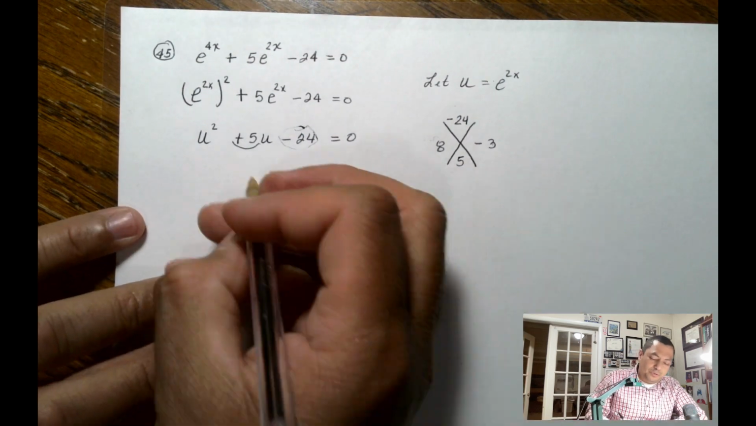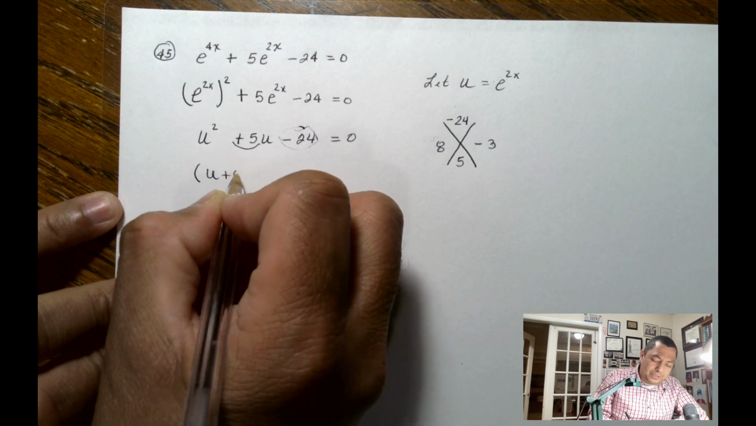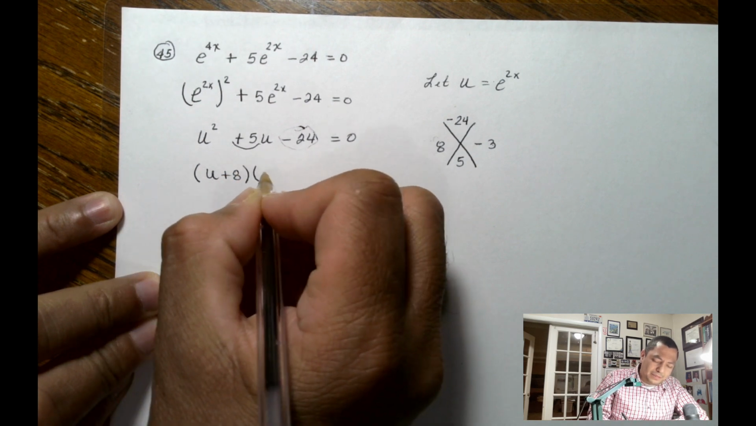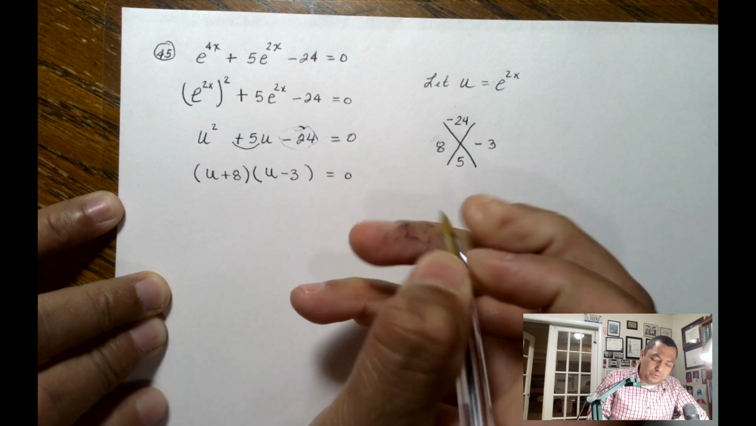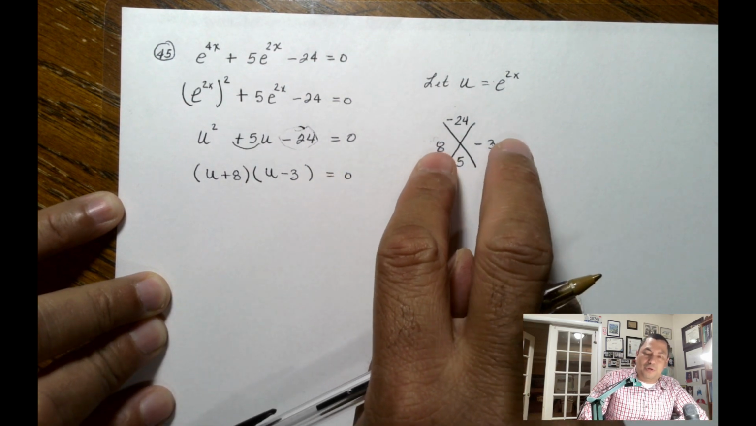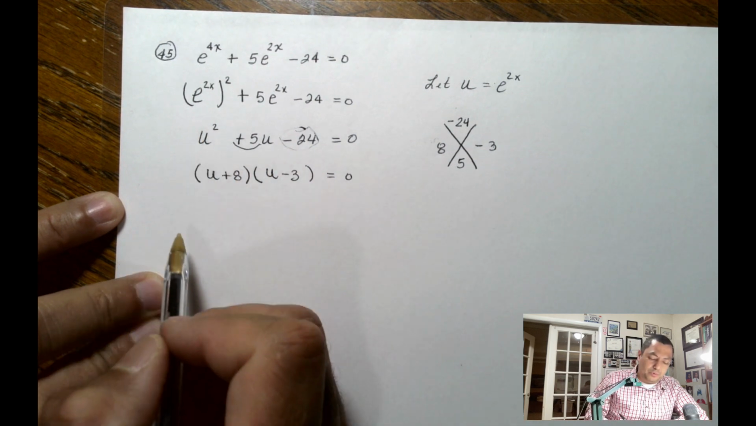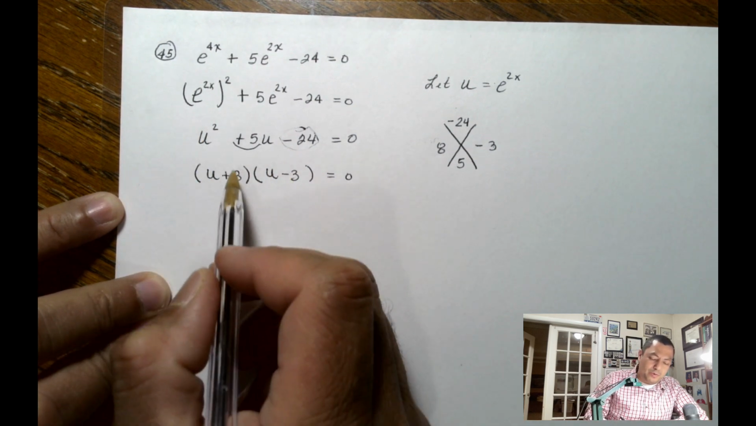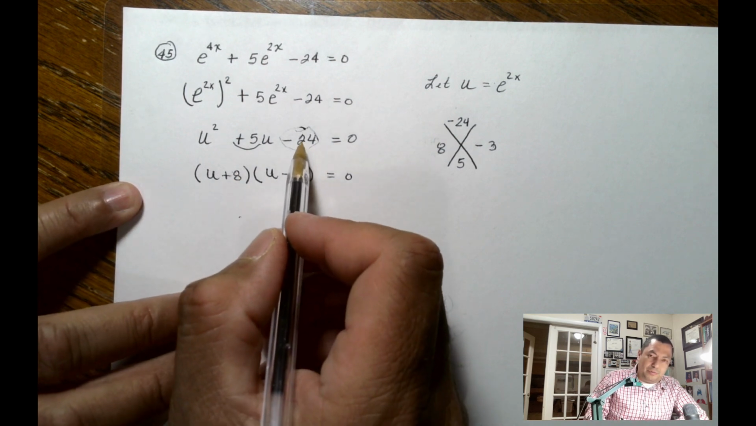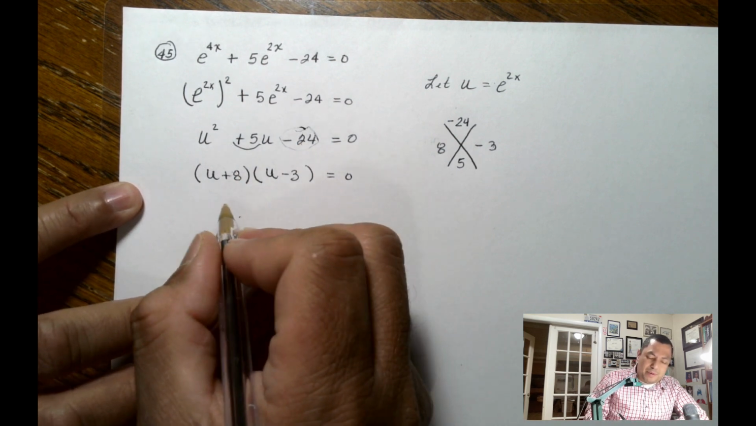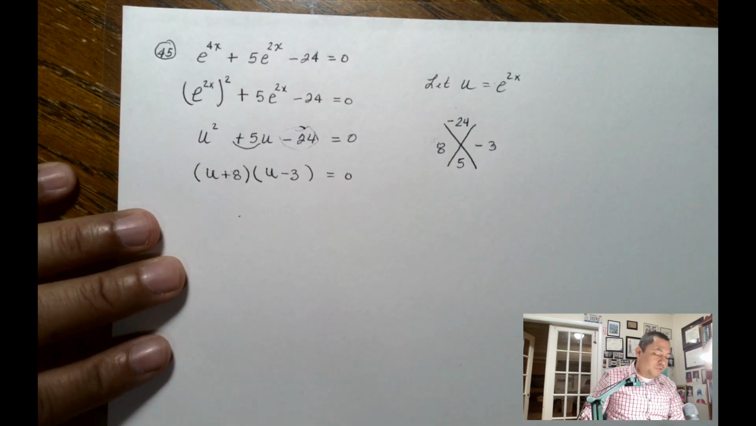So what I'm going to do now is write u plus 8 times u minus 3 equals 0. I just take these two numbers and place them in the parentheses. u times u is u squared, u times negative 3 is negative 3u, 8 times u is 8u, 8 times negative 3 is negative 24. And then remember that we have in this case 8 minus 3 equal to 5.